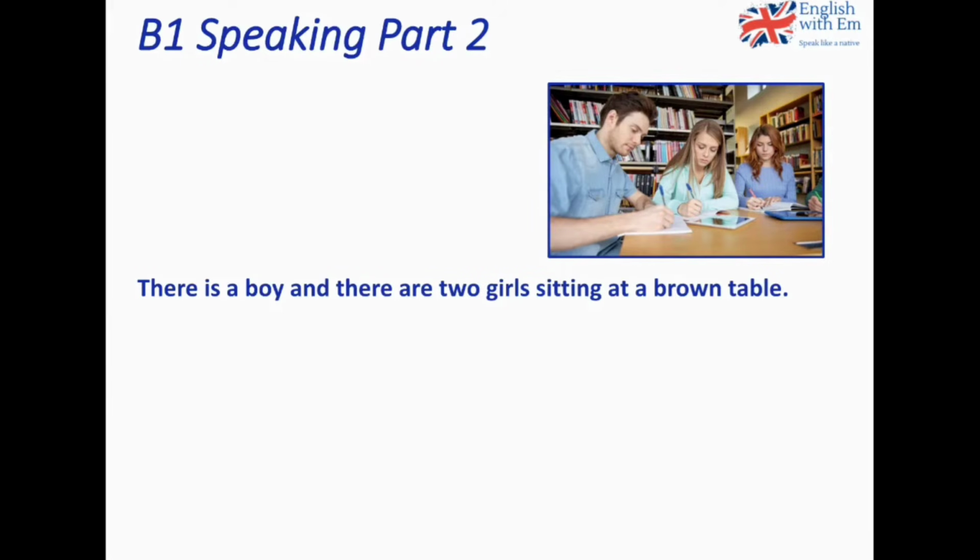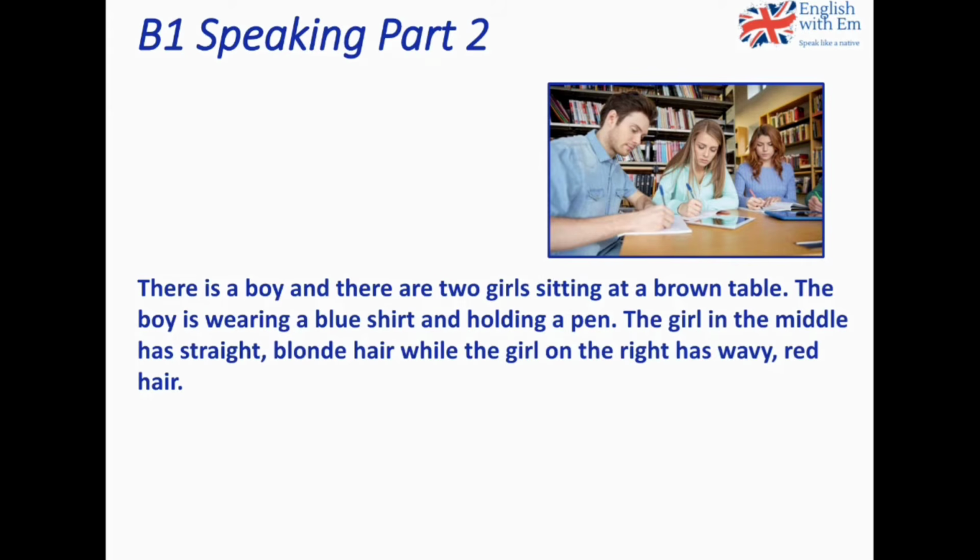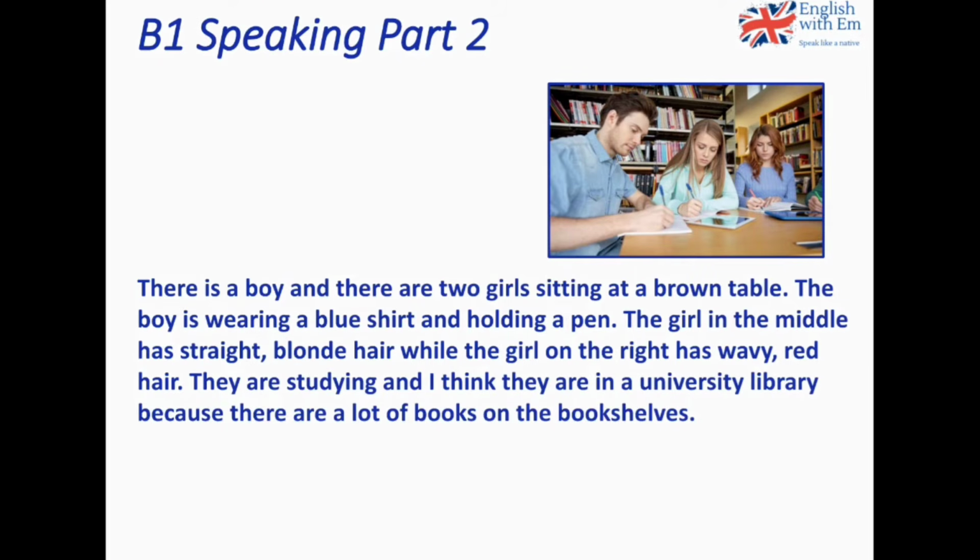There's a boy and there are two girls sitting at a brown table. The boy is wearing a blue shirt and holding a pen. The girl in the middle has straight blonde hair, while the girl on the right has wavy red hair. They are studying, and I think they're in a university library because there are a lot of books on the bookshelves. They are all concentrating.